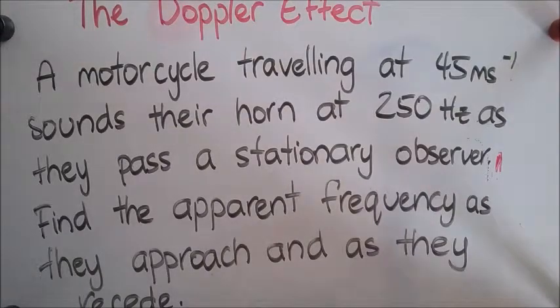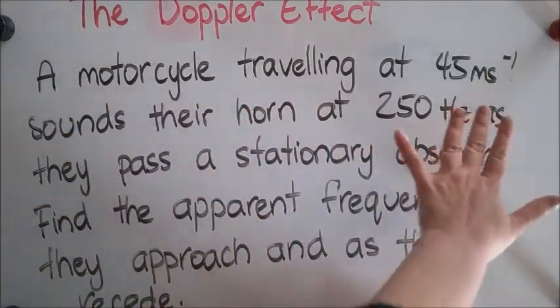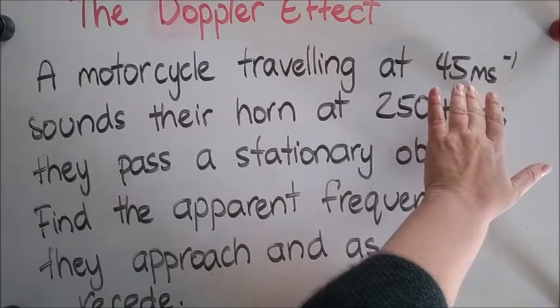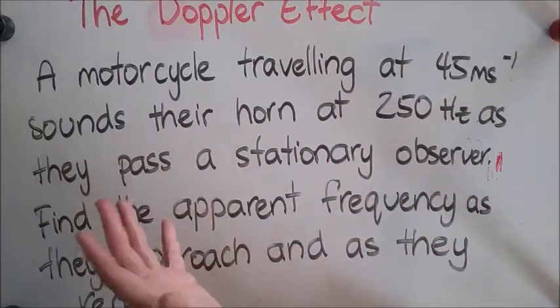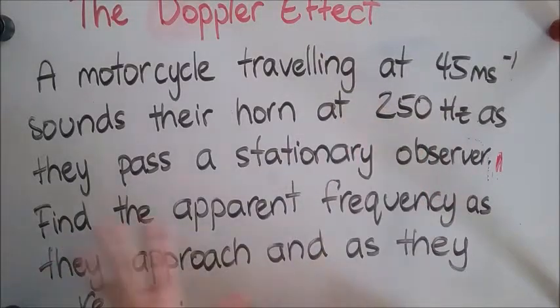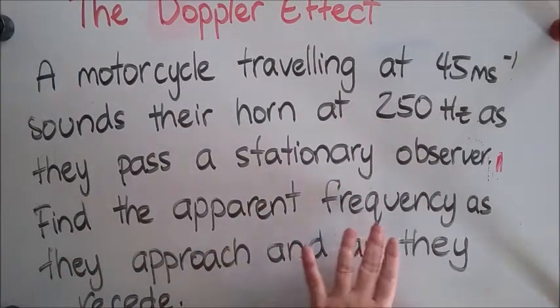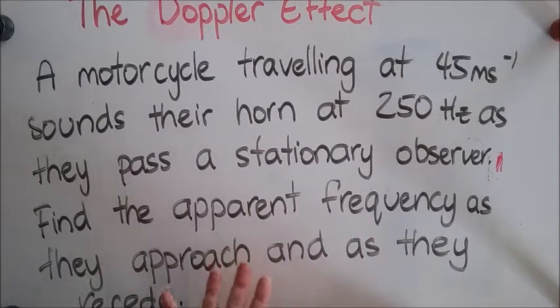So we're going to try and solve a simple Doppler effect problem. A motorcycle is travelling past at 45 metres per second, and it sounds the horn, and the horn sounds at 250 hertz. They're passing a stationary observer. We're going to look for the apparent frequency as they approach and as they recede.